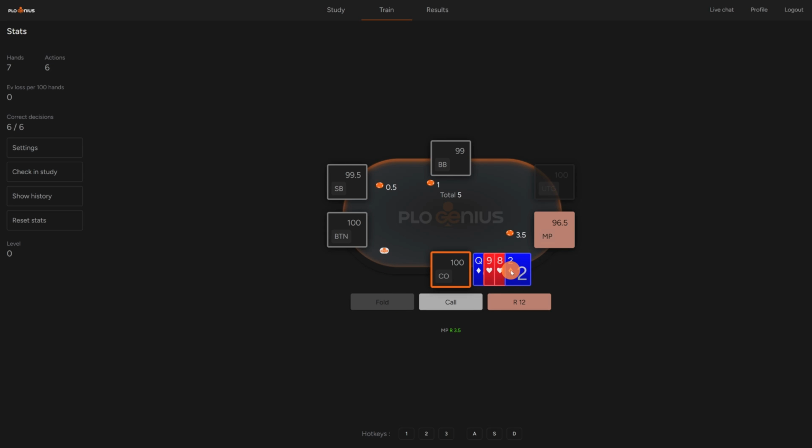I think this is going to be a fold because that 2 is just so, although, I'm going to call, but not surprised if it's a fold. No, I'm going to fold. Yep, and we got it right. Okay. Again, no double suitedness, fold. It'd be nice to get one where we actually should call.